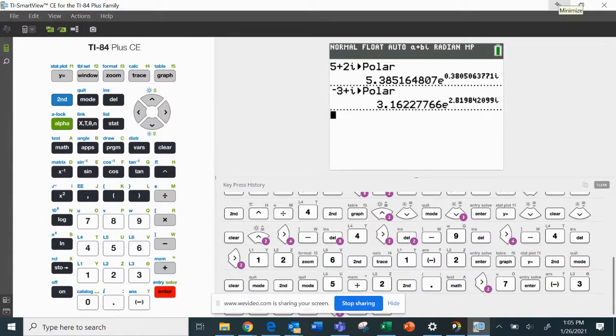So when you're doing your worksheet, which you should have probably done already, you shouldn't be finding these values with the calculator. You can check them with the calculator if you'd like, but you should be doing them by hand.